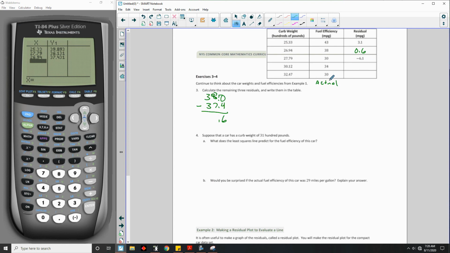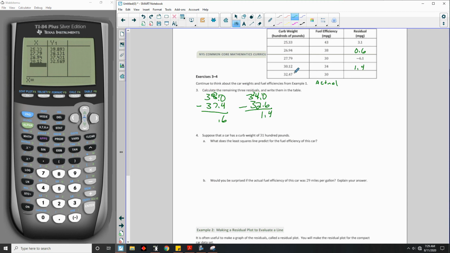Okay? All right, so now we're going to do 30.12. So 30.12, enter. There's our actual. There's our predicted. So it's going to be 34.0 minus 32.6. Okay, 3, 10, 4, 1.4. Okay, this is really pretty easy once you do a few of them.